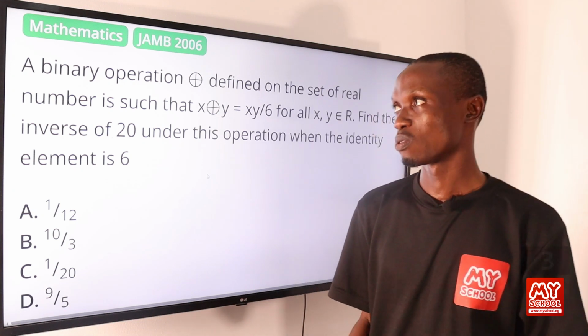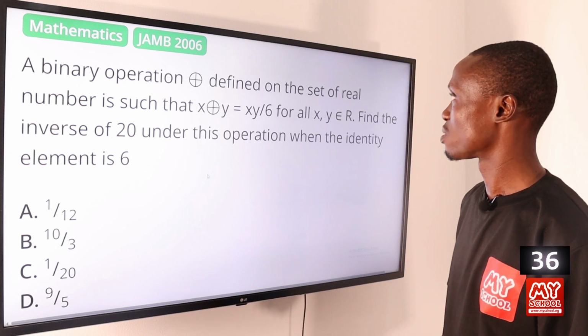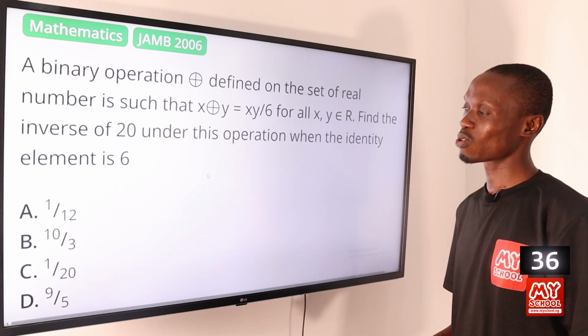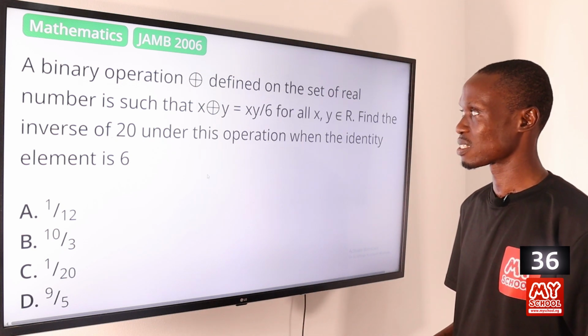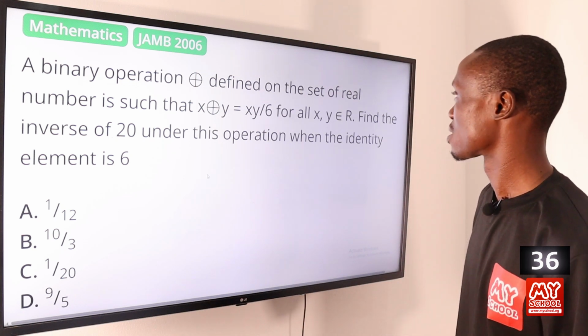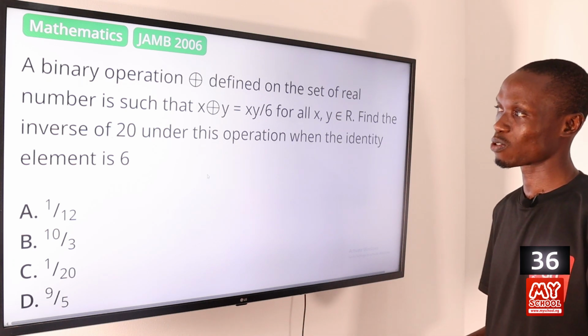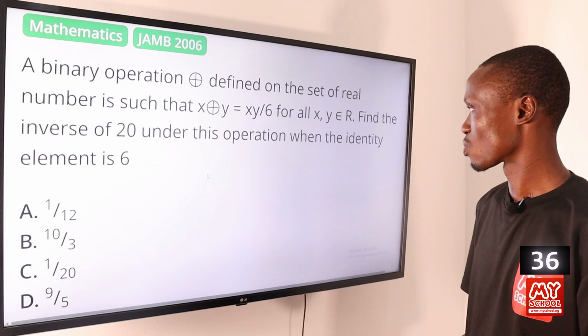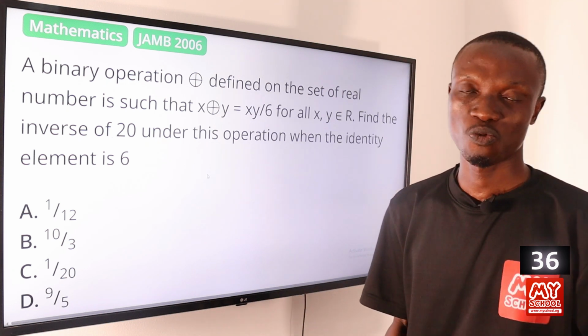Moving on to question 36. A binary operation star defined on the set of real numbers is such that x star y is equal to xy over 6 for all x, y that are members of R. Find the inverse of 20 under this operation when the identity element is 6. So let's move over to the board to provide the answer to this question.